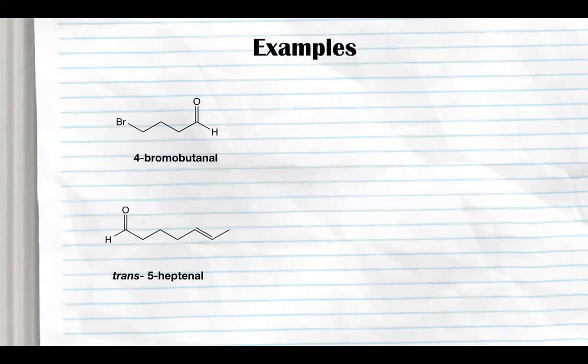Okay, the other way that you can write this is with trans hept 5-enal. Once again, we don't put the number 1 for the aldehyde because it has to be number 1. You can't have hept 5-ene-2-al, then it's not an aldehyde. All right, what about this compound?